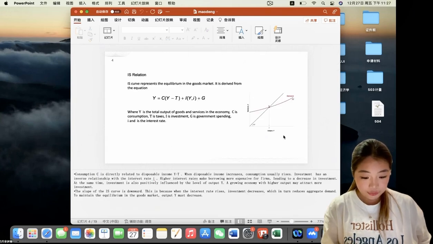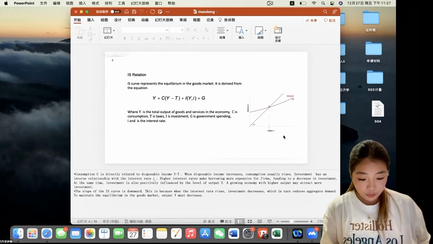The IS curve represents the equilibrium in the goods market. It shows the relationship between the output and the interest rate when the goods market is in balance. Any point on the IS curve indicates that the total demand for goods and services equals the total supply.